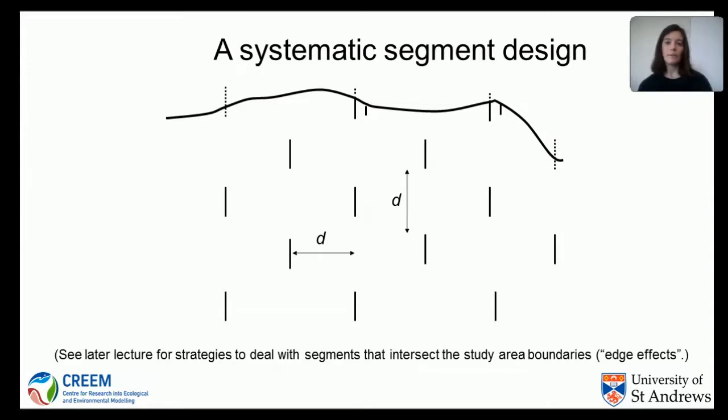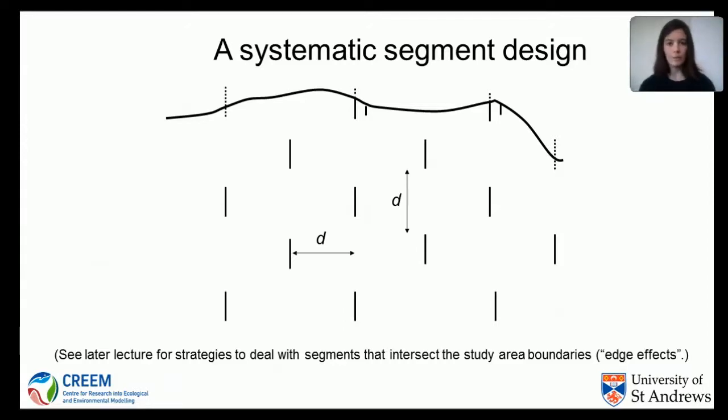So we can think about instead a systematic design. So here we've got segments again, short lines placed through the study area, but now you can see they've been systematically placed. And the distance between them is similar in a north-south and an east-west direction. So these segments could be treated as independent sampling units, as we've discussed before.